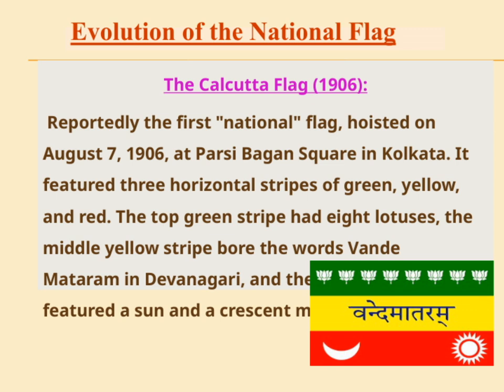The yellow stripe carried the words Vande Mataram, written in Devanagari script, which translates to I praise the motherland, a powerful patriotic slogan. And the red stripe at the bottom had a sun and a crescent moon, representing different cultural and spiritual symbols. This flag is important because it reflects the early expressions of national identity and unity. It was a stepping stone in our journey towards a unified national symbol. Understanding this helps us see how our symbols evolved over time, shaping the identity of a collective movement for independence.